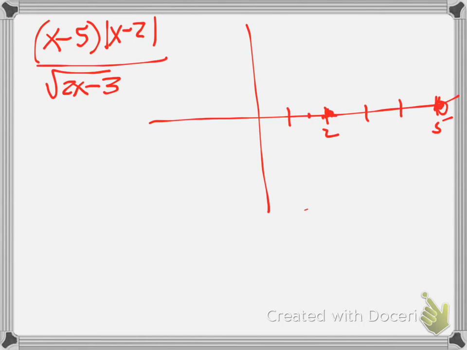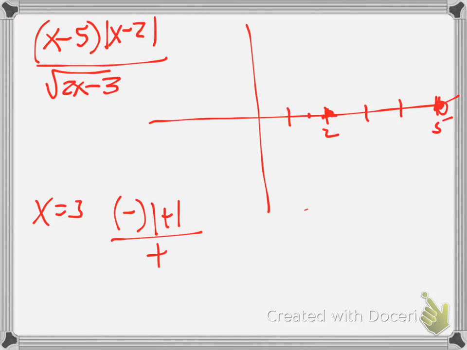Okay. So let's do when x equals 3, right? When x equals 3, then x minus 5 is a negative, so we're going to have a negative. The absolute value is always a positive, so we'll put a positive there. And on the bottom, we're going to have the square root. The bottom's never going to be a negative number.